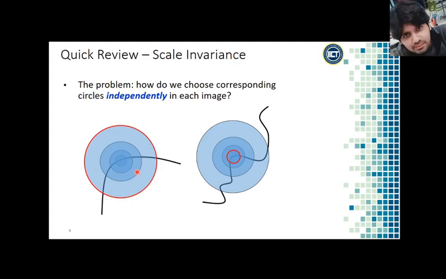But the problem here is how we choose the corresponding circles independently in an image. The problem is how many scales you would try, how many scales you would look for, because this is a certain line. It's easier to visualize the difference, easier to understand the concept. But if you consider a particular image, the image can be 640 by 480 pixels, so you can imagine how many pixels there would be, and how many regions we could extract from that particular image.